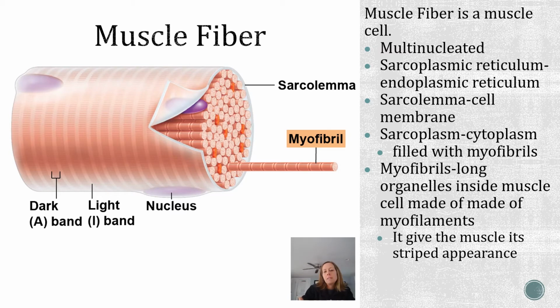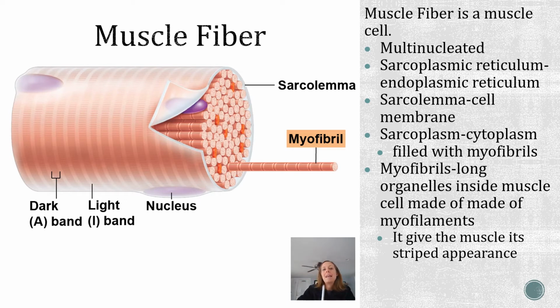So first we're going to look at the muscle fiber in general. Our muscle fiber is going to be our muscle cell, all right? It's just called a muscle fiber, and there's some facts about it. Now remember, we're talking about skeletal muscle here, okay? And there's some facts about it you need to remember. It's multinucleated. The sarcoplasmic reticulum is the endoplasmic reticulum. The sarcolemma is the cell membrane. The sarcoplasm is called the cytoplasm.